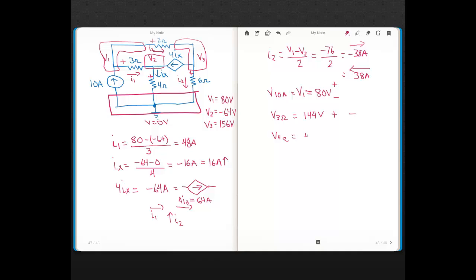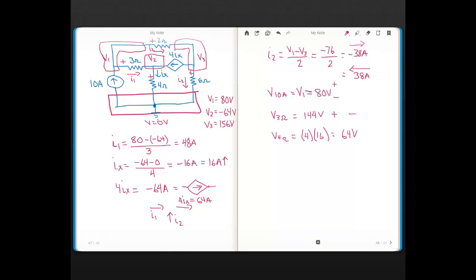So 4 times the current through, which was 16, so that's 64 volts. And then the polarity is going to be that the higher end of the voltage is on the bottom, right? Because 0 ground is higher than a negative voltage, right?